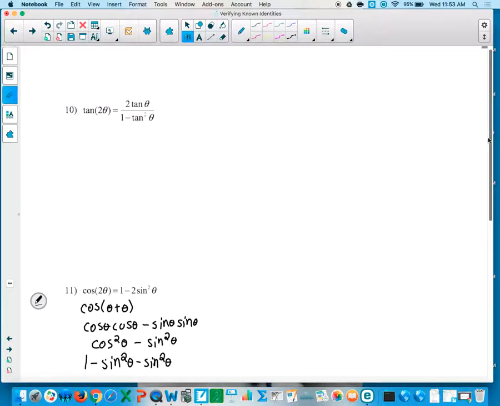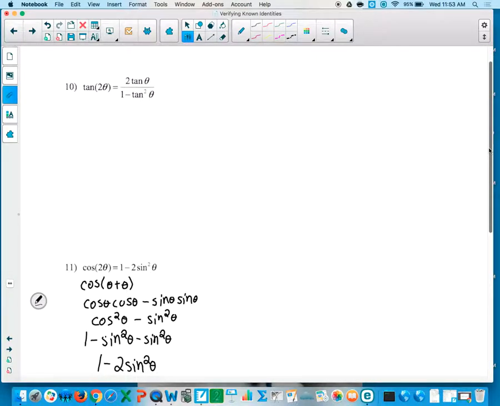Just like we did with the cosine and the sine, we're going to expand using the tangent's sum and difference identity. The next step you can do, you're simplifying, you can combine on the top and multiply on the denominator.